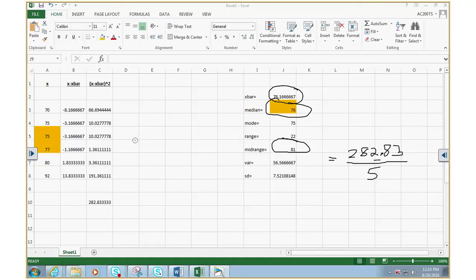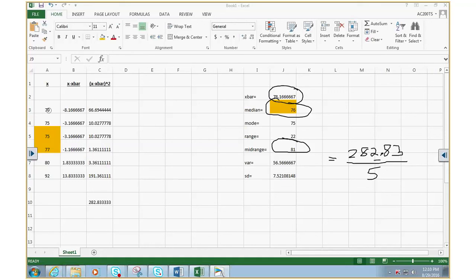And that lower number is what? 70. Because these two are pretty what? Close. That 70 is pulling it down to the left of center. If you had a 60 there, it'd really pull it down. Let the numbers tell you what's going on. The numbers tell us 78, 76, 81.